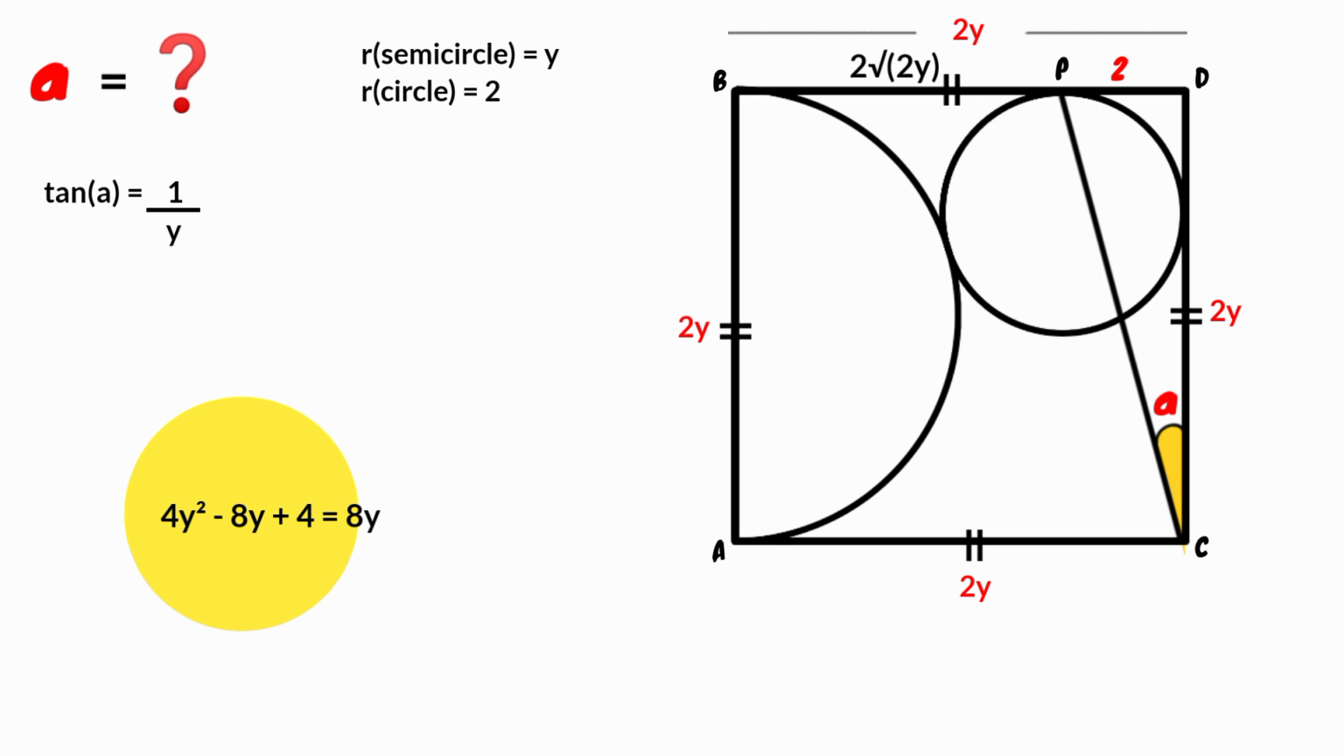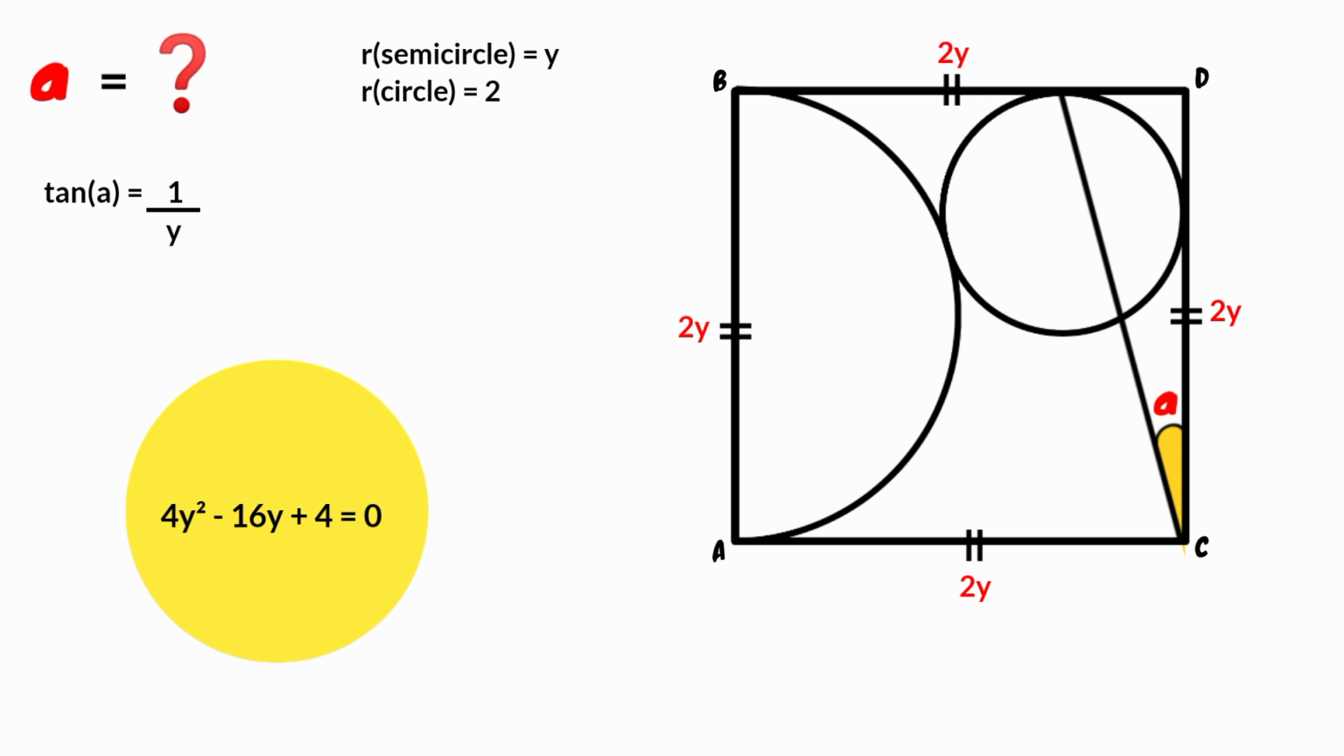So it is 4y squared minus 8y plus 4. Bring this 8y to the left. Minus 8y minus 8y is minus 16y. So 4y squared minus 16y plus 4 equals 0. Multiply through by 1 over 4. Here 4y squared minus 16y plus 4 multiplied by 1 over 4 is y squared minus 4y plus 1. So y squared minus 4y plus 1 equals 0.